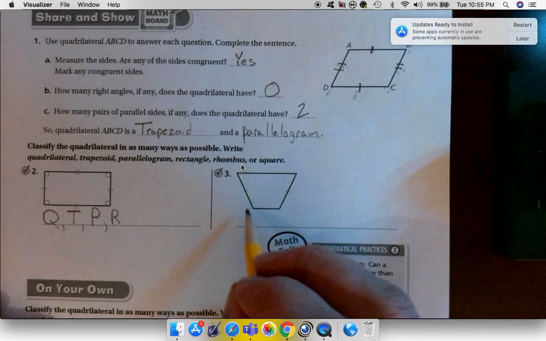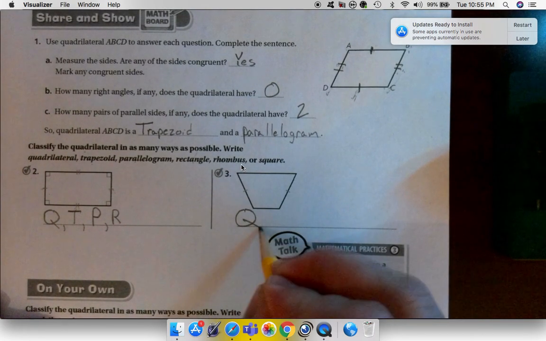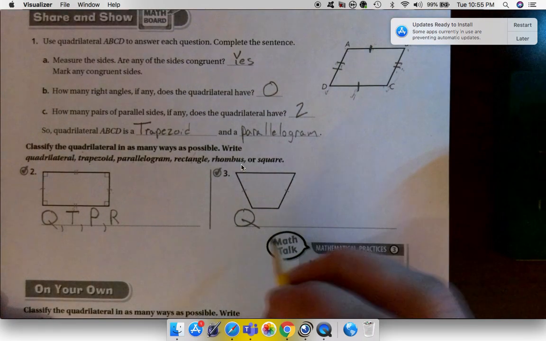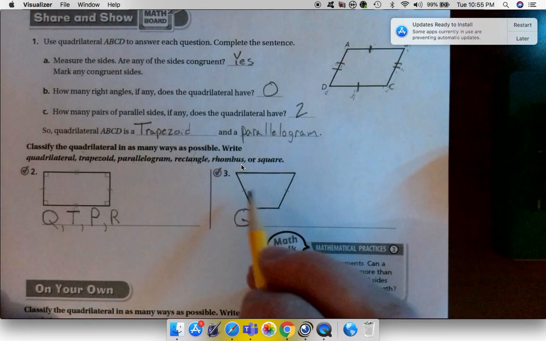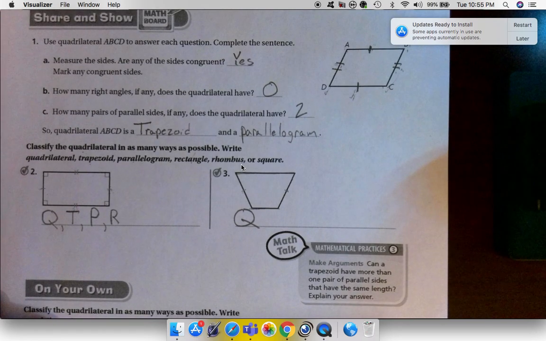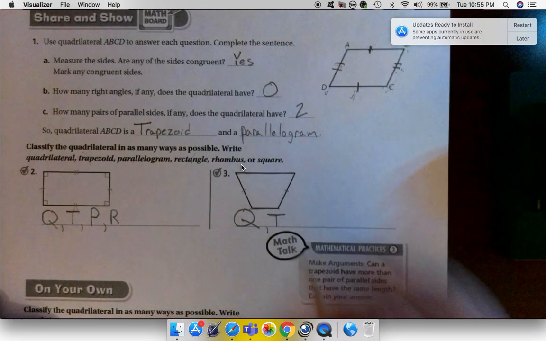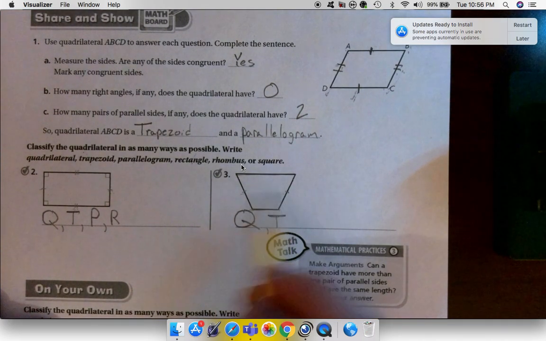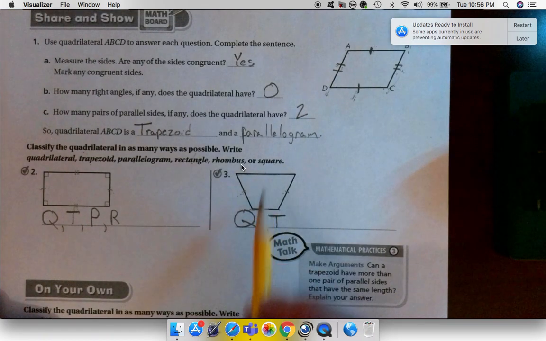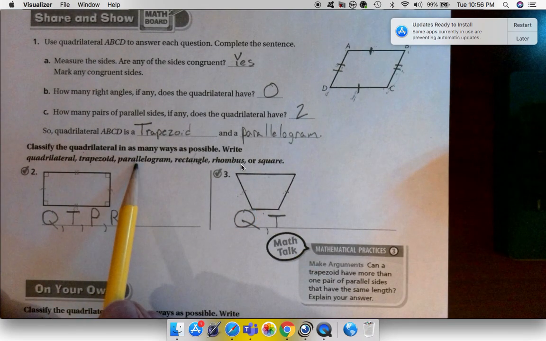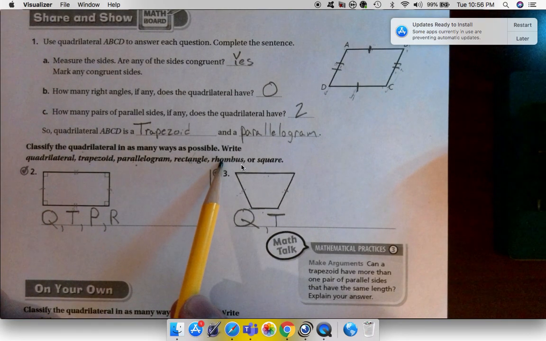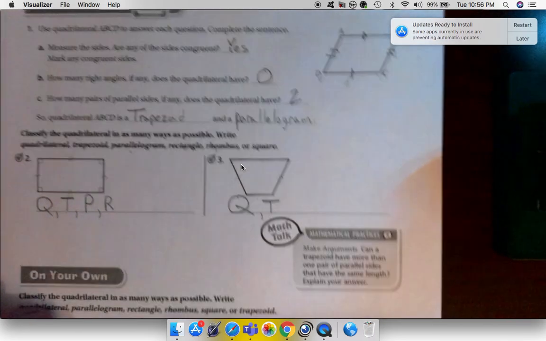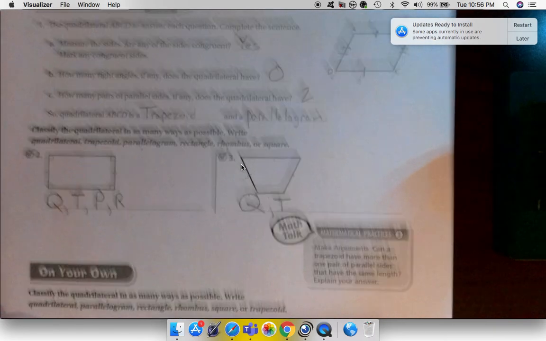This one, number 3, I am a quadrilateral. Bottom and top are parallel. Left and right are not parallel. So I only have one set of parallel sides. So I am a trapezoid. It doesn't matter that these are congruent. I only have one set of parallel sides. A parallelogram needs both. Rectangles need both. Rhombus needs everything to be the same. So those are the only 2 for 3.